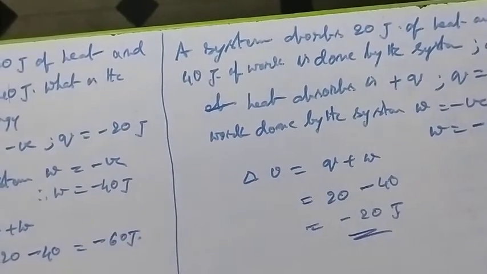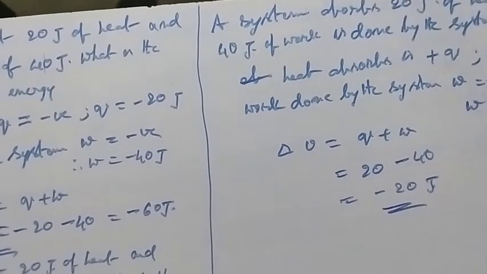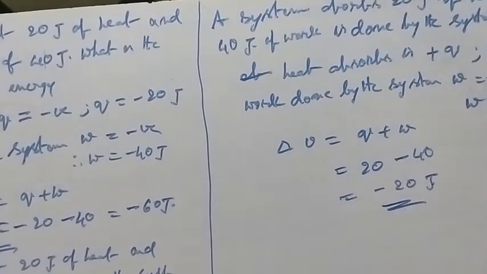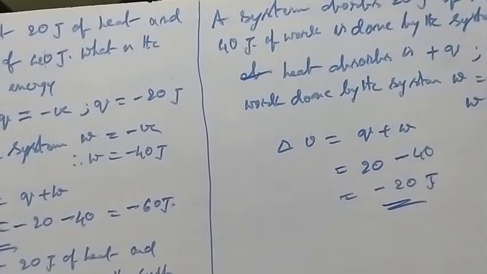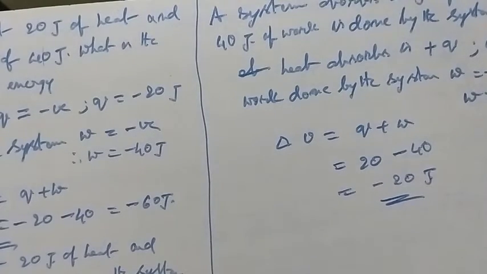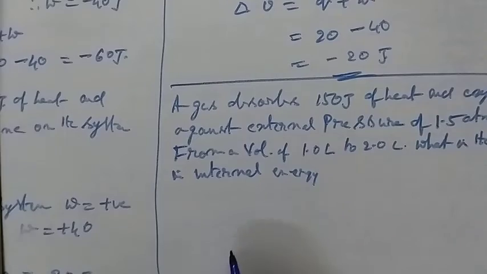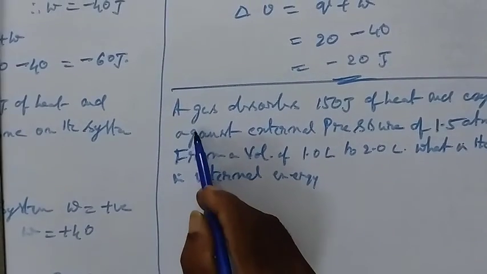So in this way, in three problems we discussed the different conditions for heat and work. Keep the point in mind: heat absorbed is positive, heat given out is negative. Work done on the system is positive, work done by the system is negative. That is, for expansion W is negative, for compression W is positive. Now let us do one more problem.